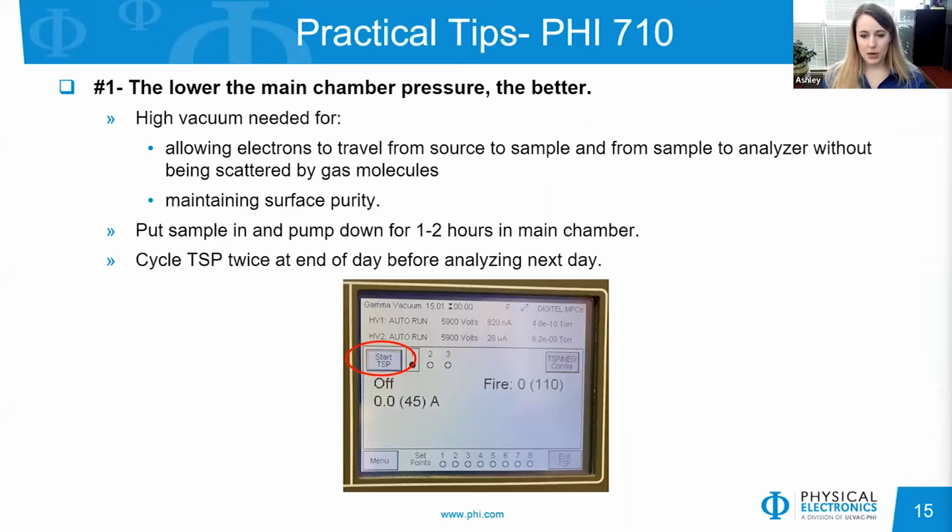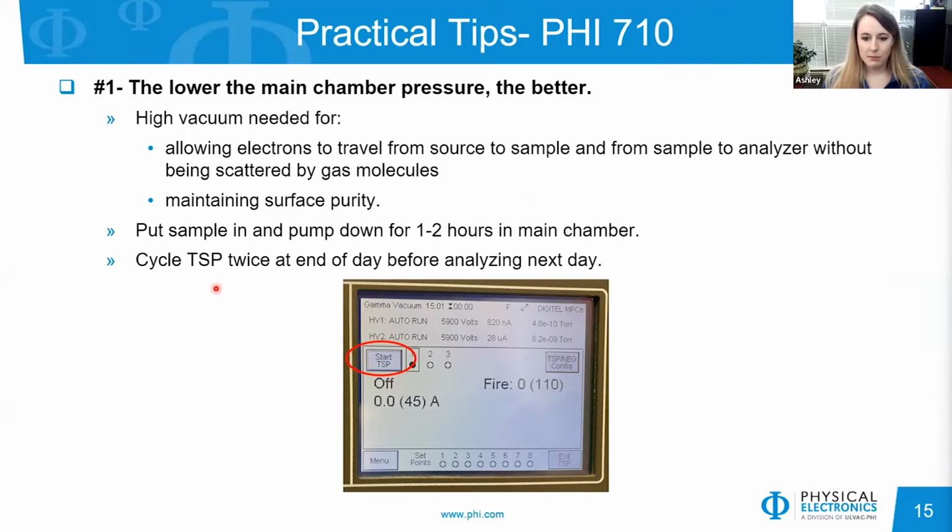The first tip, which I'm sure most of you already know, is that for ultimate spatial resolution, the lower the main chamber pressure, the better. UHV is needed for 2 reasons. The first being that electron spectroscopy requires electrons to travel from source to sample and from sample to analyzer without bumping into other gas molecules. The second reason, of course, is that we need the sample surface to be kept clean throughout the analysis.